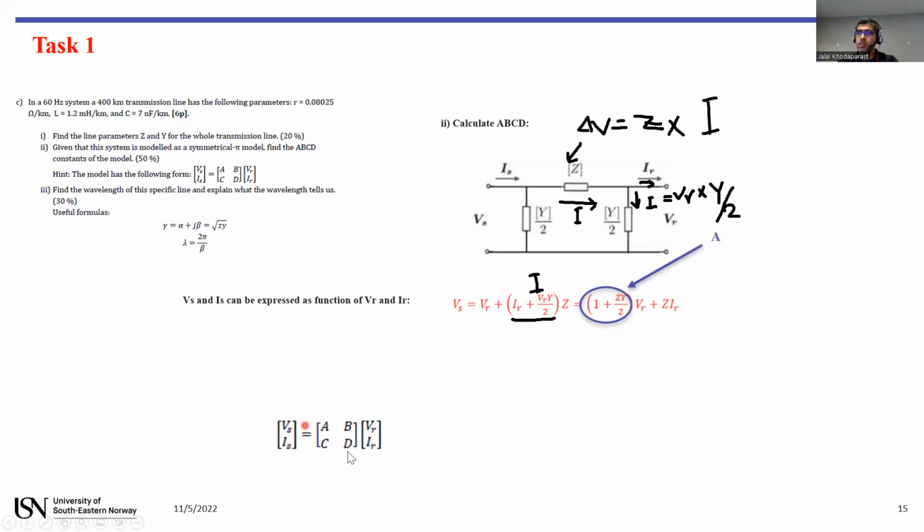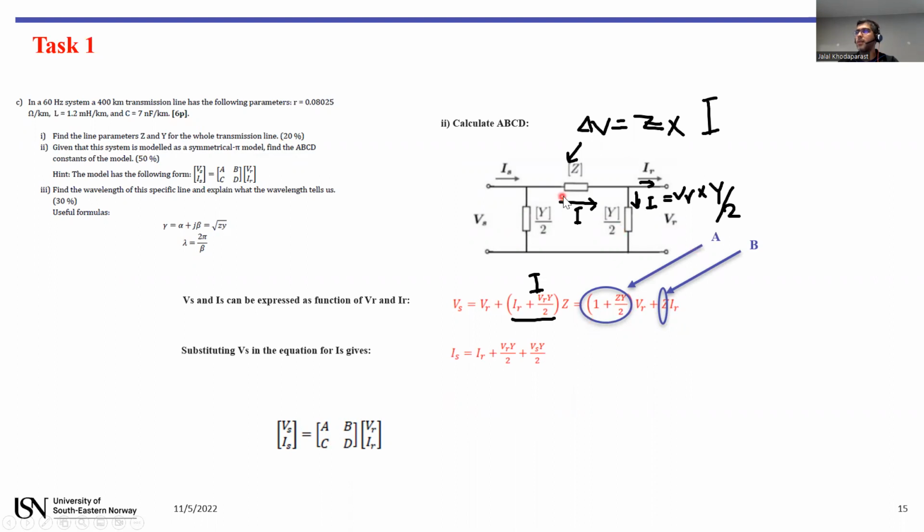And according to this matrix, we know that in the first row, the coefficient of VR is A and the coefficient of IR is B. And now we want to calculate C and D.